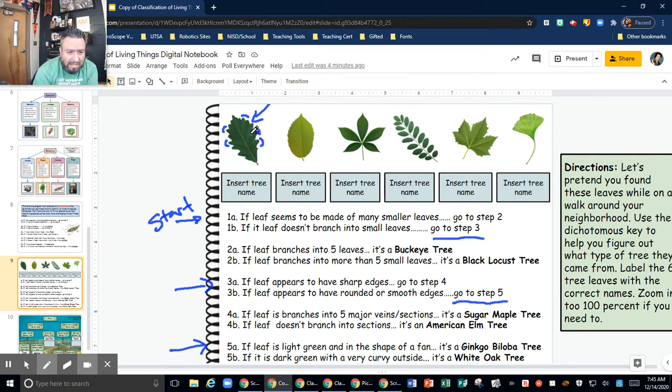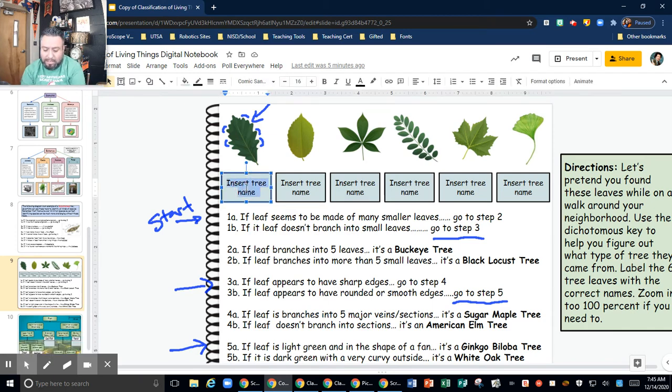Well, it's kind of dark green. The leaf is dark green with a very curvy outside. It is a white oak. Dark green, curvy outside. That's it. I found my answer. I'm going to go ahead and type it in. The name of this is called a white oak.